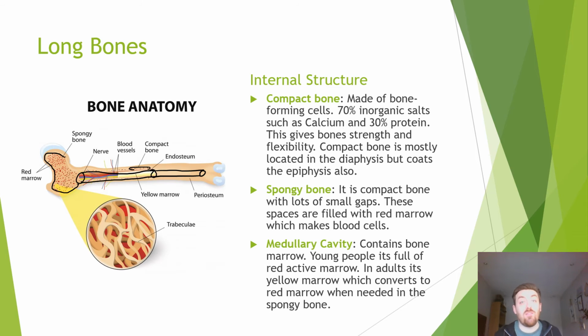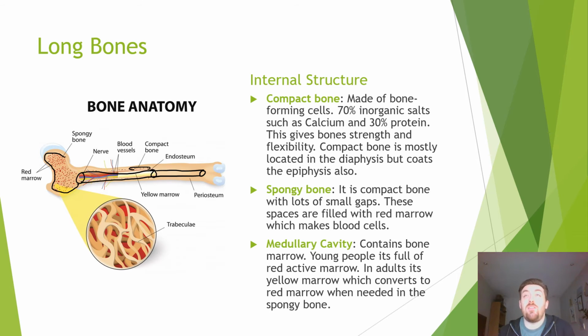So young people would have lots of this, but in my case I wouldn't have a lot because, well, I've made all the stuff I need to make, really. Yellow marrow is what adults would tend to have. We'd have a lot more yellow marrow than we do red, while young people have a lot more red than yellow. And in adults, yellow marrow converts to red marrow when needed in the spongy bone.